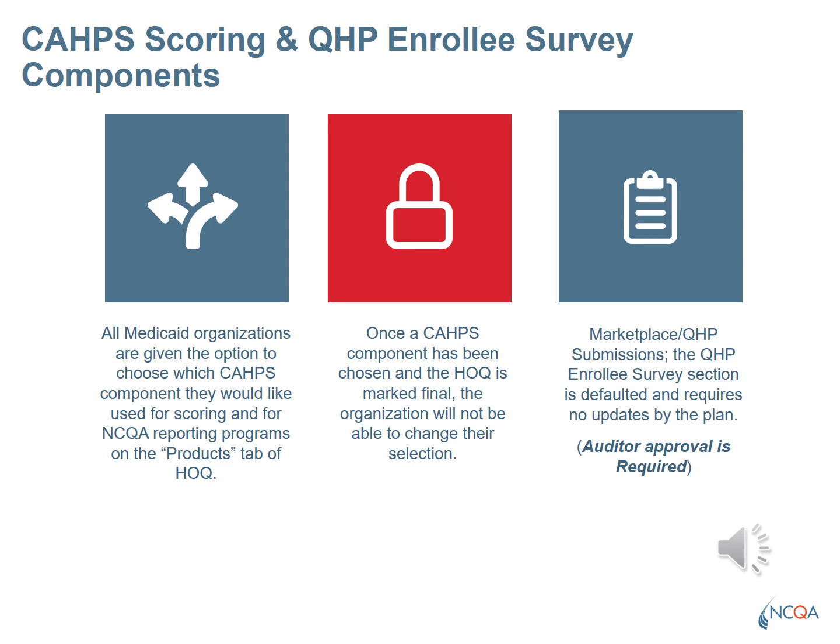For the Marketplace QHP submissions, the QHP enrollee survey section is actually defaulted, so you don't have to make any selections or changes to that section. You do, however, have to get your auditor's approval, so you have to give them access to that submission. They have to do their approval before you can mark final.